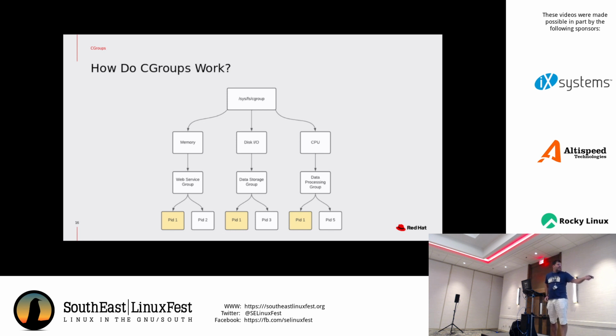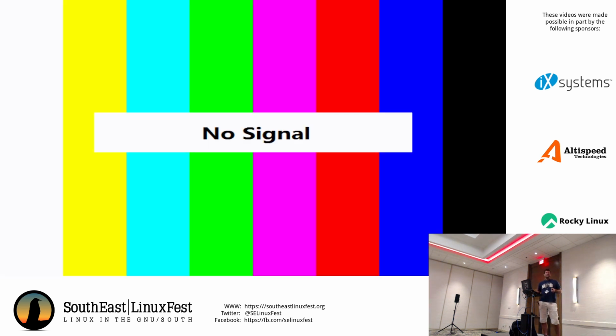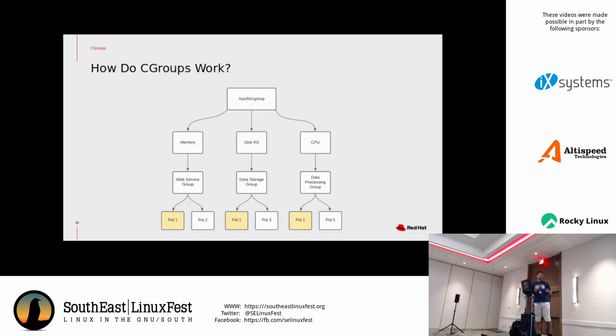So I create a group, and then I assign a PID into the group. That's what's happening here. In this demonstration, PID 1 is actually living inside the web services group for memory, but it's living in the data storage group for disk I/O, and it's living in the data processing group for CPU, because you can do that, right? Because you're assigning the PID into different groups, just because I assign a PID to one group doesn't mean it automatically gets added to another group. So there's no relation between the groups at all.